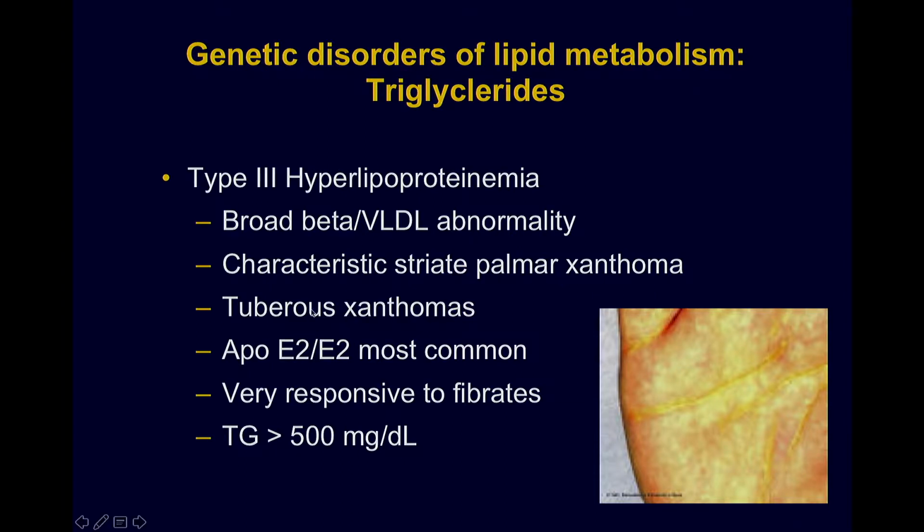In terms of primary causes of hypertriglyceridemia, one of them is so-called type 3 hyperlipoproteinemia, which involves an increased amount of VLDL. The characteristic pathognomonic finding are palmar xanthomas, this yellow crease that's here. You can also have tuberous xanthomas. The most common genotype is an E2. They can be very responsive to fibrates, and they show up with very high triglycerides.